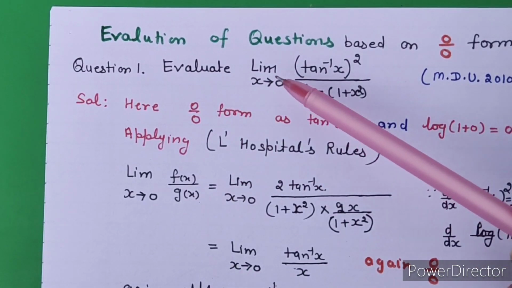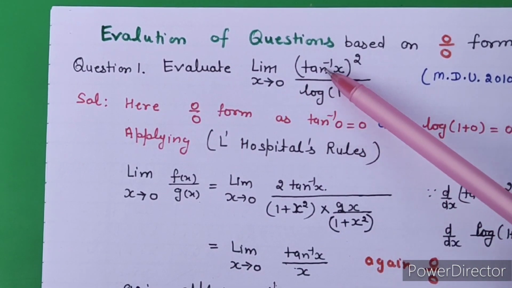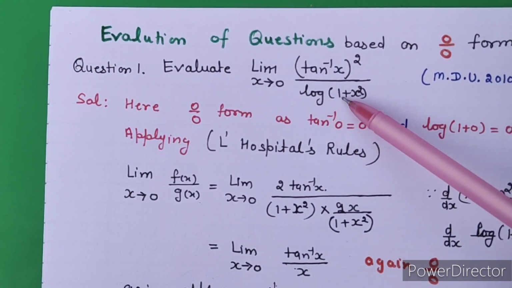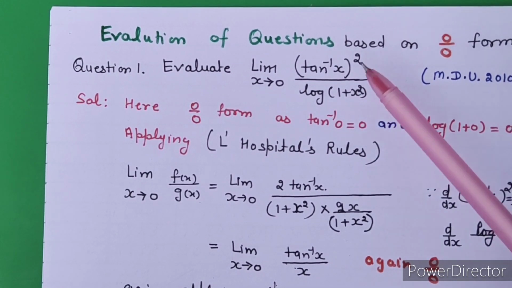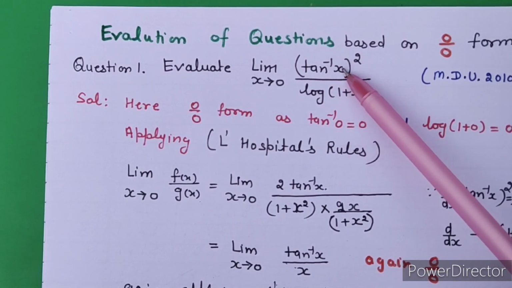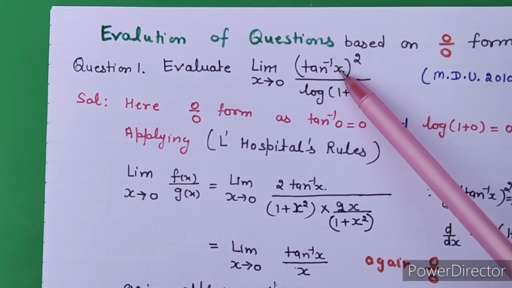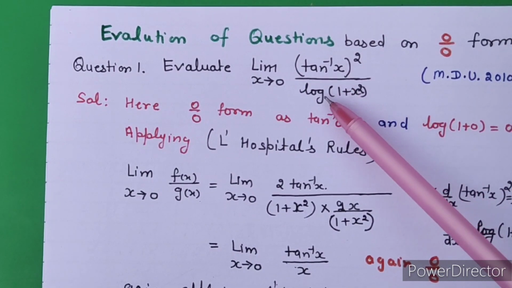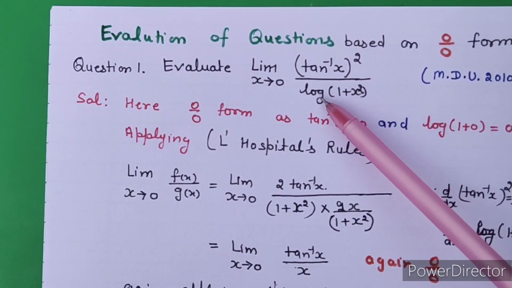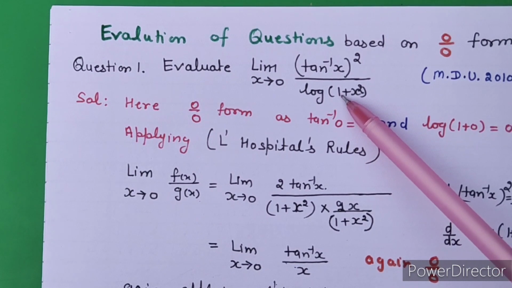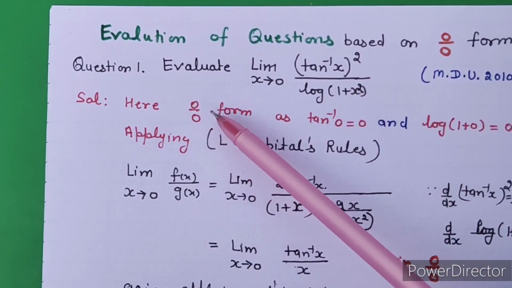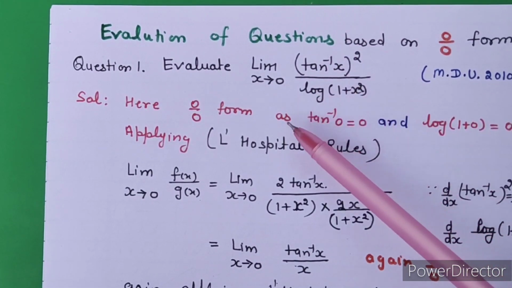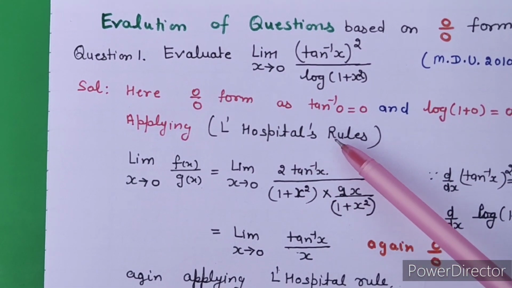The question is, evaluate limit x tends to 0 of (tangent inverse x) power 2 upon log of 1 plus x square. When I put tangent inverse 0 is 0, so 0 power 2 becomes 0, and log of 1 plus 0 is log of 1, and log 1 is 0, so it is 0 by 0 form. Okay, so when this is 0 by 0 form, I can apply the L'Hopital rules.